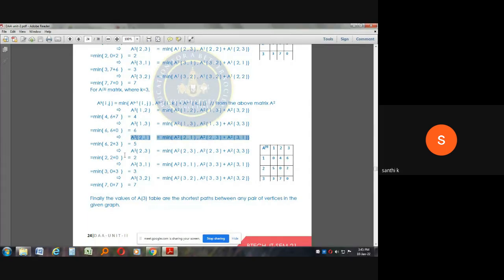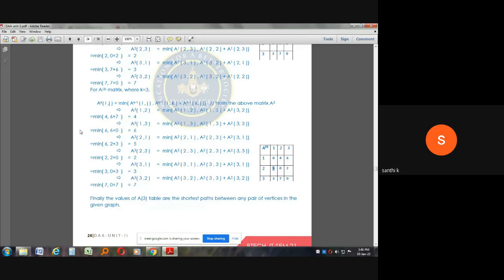So in this case A power 2 2 comma 1 value is 6, and A power 2 2 comma 3 plus 3 comma 1 is 2 plus 3. So you got minimum of 6 comma 5. So the minimum is 5. So this value changed to 5.